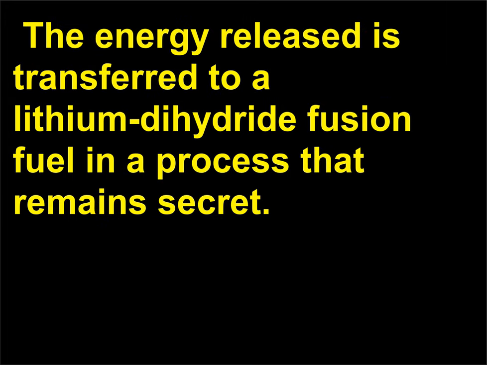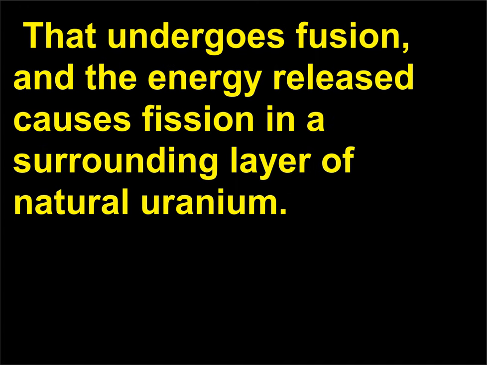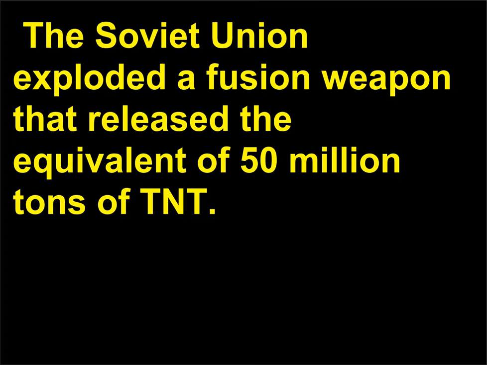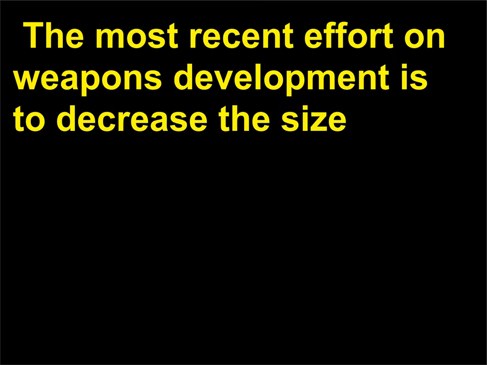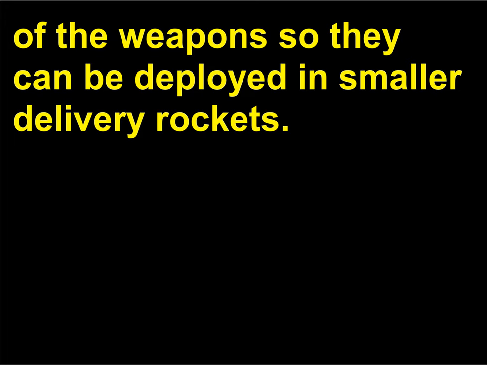The energy released is transferred to a lithium dihydride fusion fuel in a process that remains secret. That undergoes fusion, and the energy released causes fission in a surrounding layer of natural uranium. The Soviet Union exploded a fusion weapon that released the equivalent of 50 million tons of TNT. The most recent effort on weapons development is to decrease the size of the weapons so they can be deployed in smaller delivery rockets.